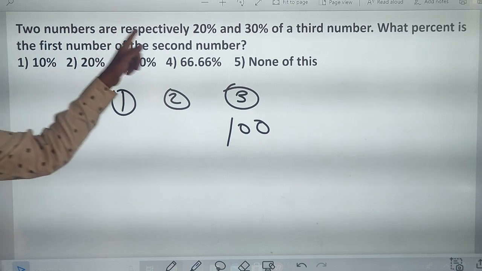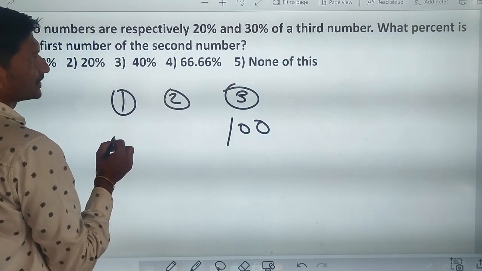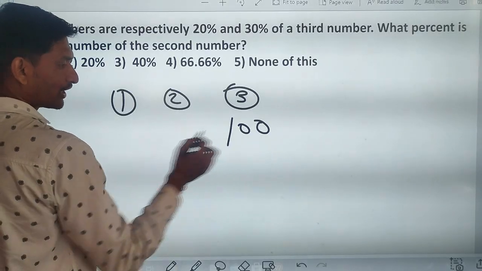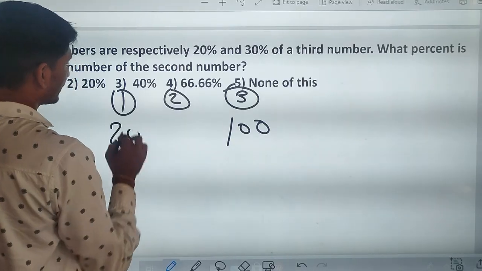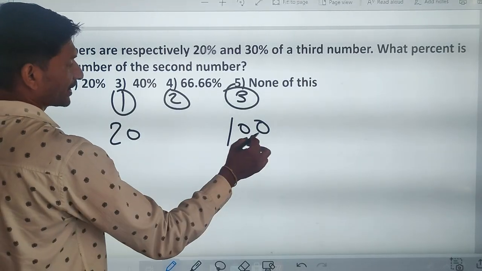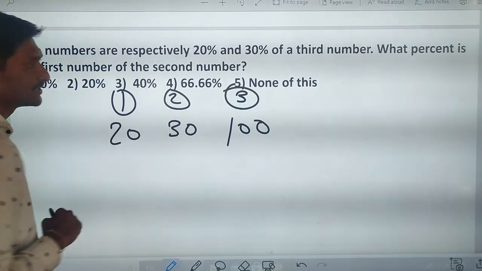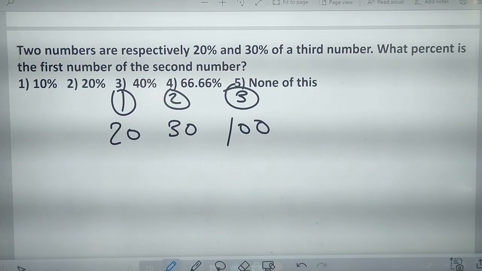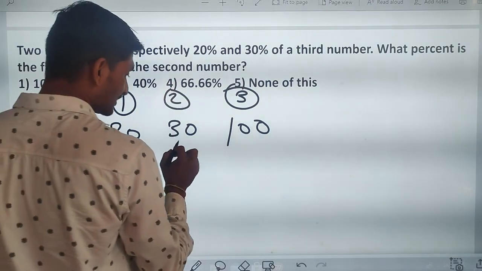Two numbers are respectively 20% and 30% of the third number. That is, the first number is 20% of that, which means 20. And the second number is 30% of the third number, that is 30. Now what percent is the first number to the second number?